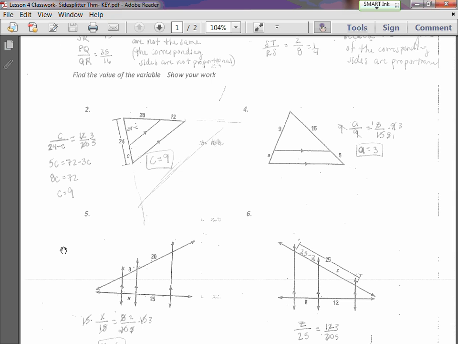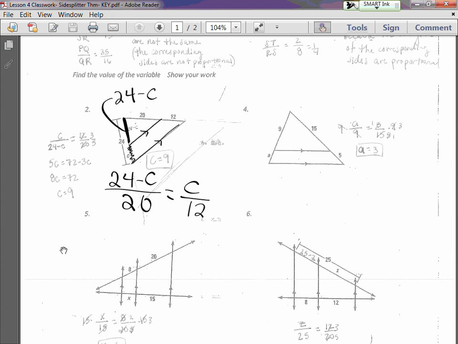Yeah. So number 2 and number 6 are a little tricky because they gave you the entire side length rather than just a piece. So I see that I can use side splitter because it is parallel lines. So we'll cut these sides proportionally. But I did not have this piece. But they told me that this was C and that the whole thing was 24. So if the whole thing's 24 and this is C, then that guy would be 24 minus C. So when you set up your side splitter, again, you can go piece to piece, piece to piece. So 24 minus C over 20 equals C over 12. Or you could go to a different format and then cross multiply.